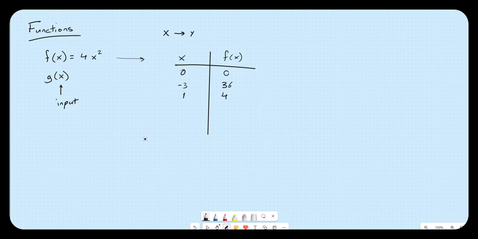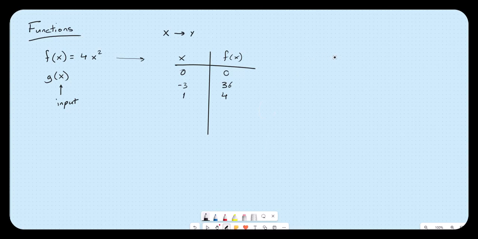The big thing that we need for this to really count as a function is that each x value that we put in only produces one y value. So if I put in x equals 1, it's going to give me y equals 4. If I put in x equals 1 another time, it's still going to give me y equals 4.